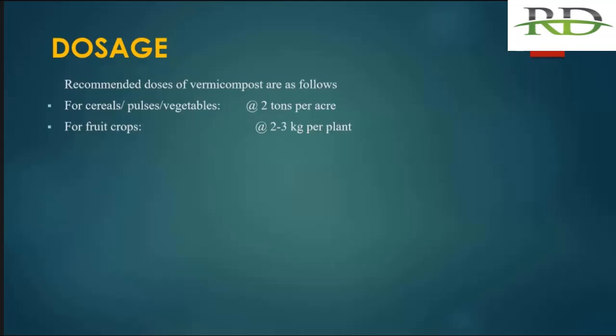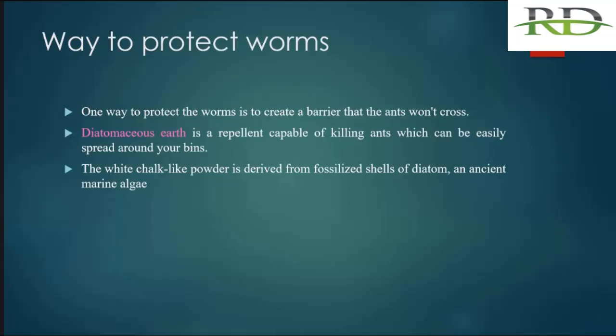How to protect worms? One way to protect the worms is to create a barrier that the ants won't cross. If ants enter into the pit or bin, definitely the earthworms get affected. Or you can use diatomaceous earth. It is a repellent, capable of killing ants, which can be easily spread around your bins. It is a white chalk-like powder derived from fossilized shells of diatoms and ancient marine algae. So these are the methods which we can use to protect our worms from their enemies.